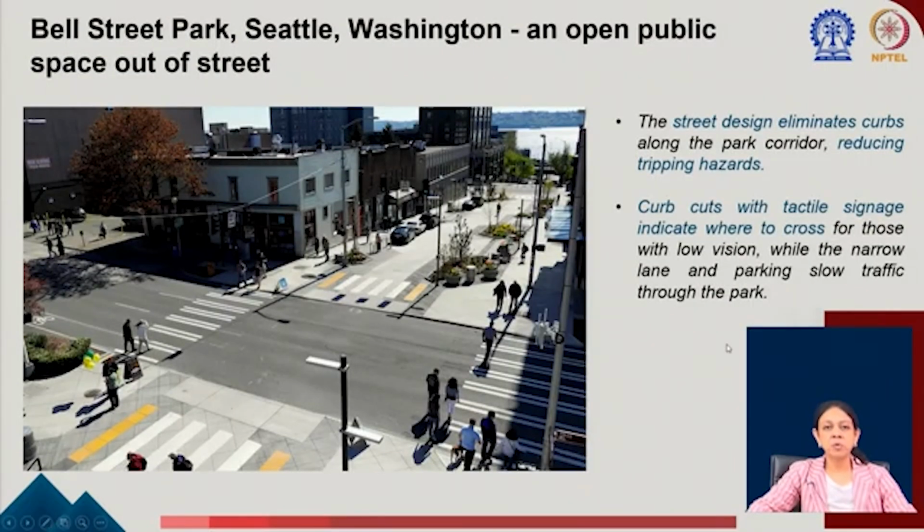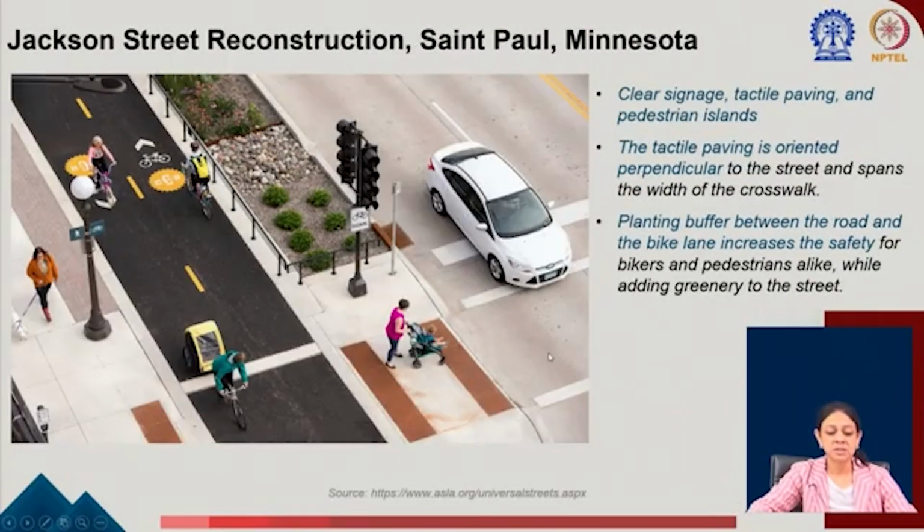Outdoor spaces, like open spaces and streets, where these crossings are considered. As you can see, one thing that is very important to note here is the seamless continuity. It's not that you cross one road and then get stuck. Proper curb cuts with tactile signage, so that you are not stopped anywhere and can go all through. So these are very important.